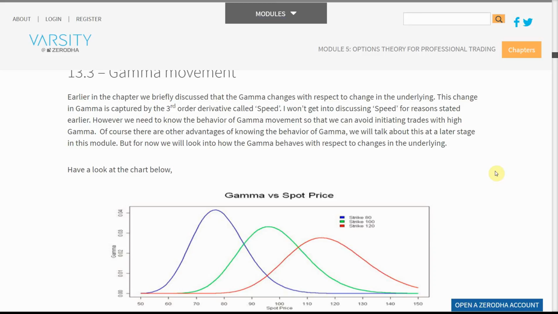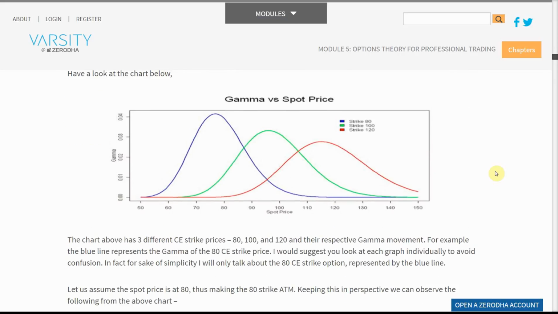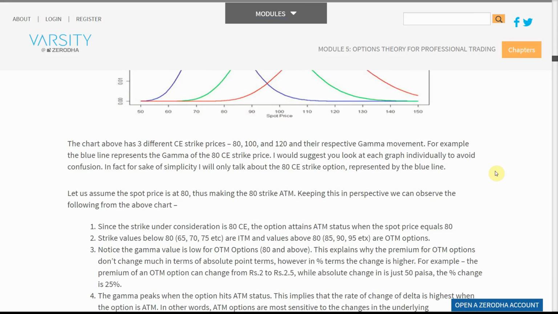Have a look at the chart below. The chart above has 3 different CE strike prices 80, 100, and 120 and their respective gamma movement. For example, the blue line represents the gamma of the 80 CE strike price. I would suggest you look at each graph individually to avoid confusion. In fact, for sake of simplicity I will only talk about the 80 CE strike option, represented by the blue line. Let us assume the spot price is at 80, thus making the 80 strike ATM. Keeping this in perspective, we can observe the following from the above chart.